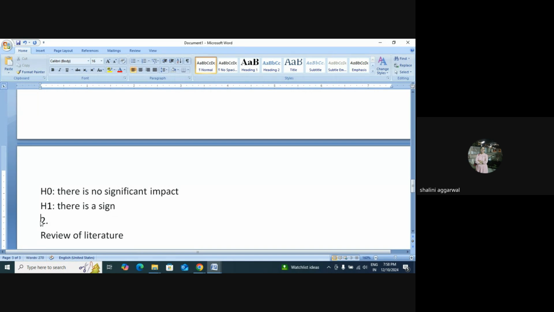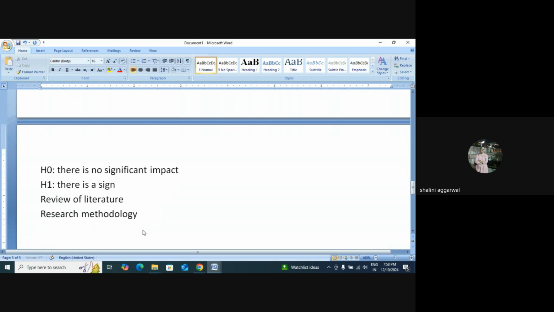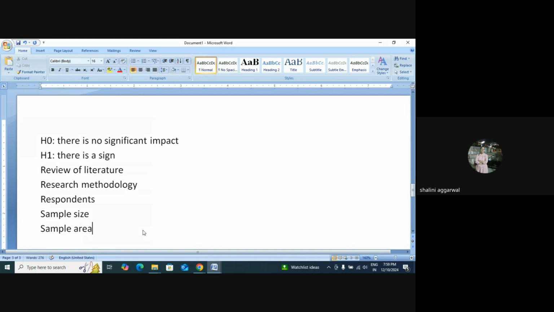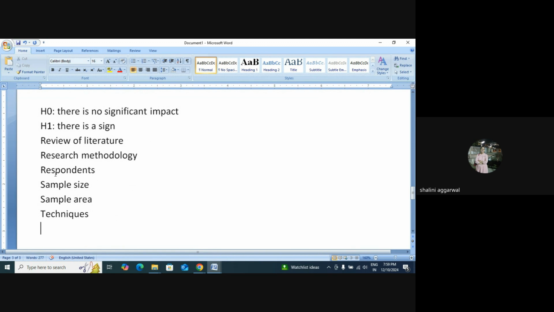So now the third important part over here is research methodology. Right. So in research methodology, when you are writing about a paper, you have to go in depth about the research methodology. You have to write who all your respondents are, the sample size, sample area, techniques. All these become a part of it, and it is in depth. It is not very brief. You have to give in depth detail about this, right?